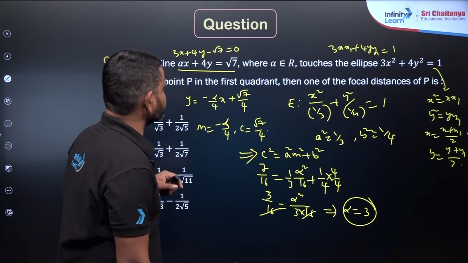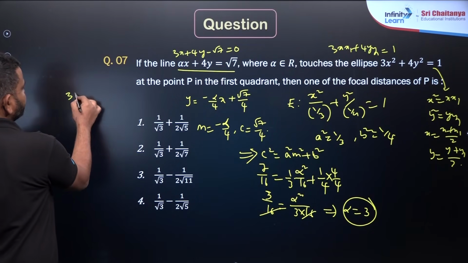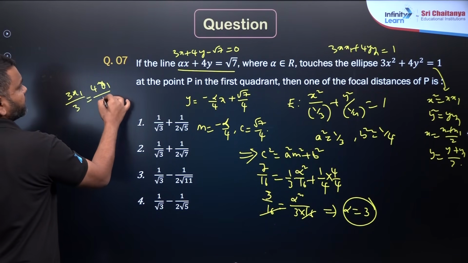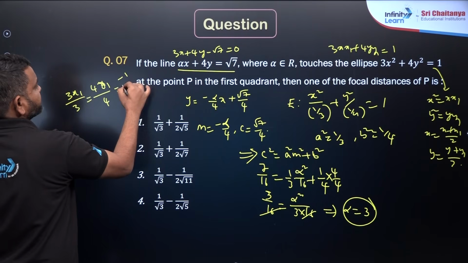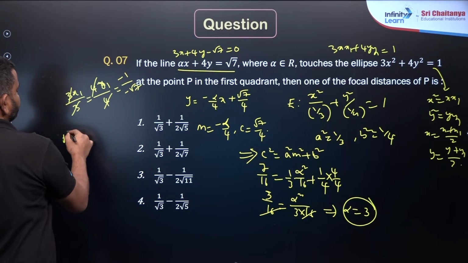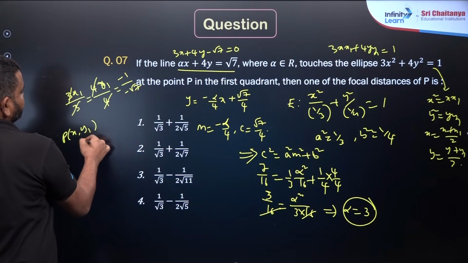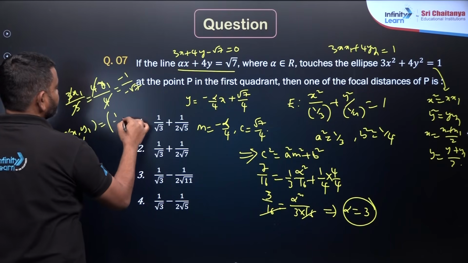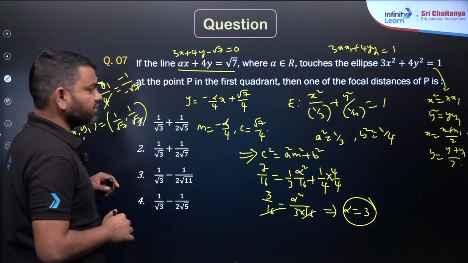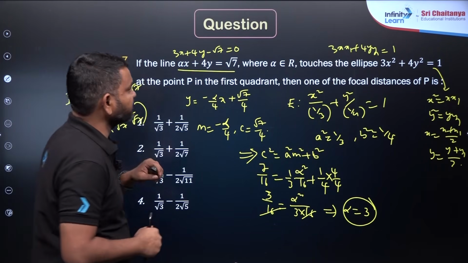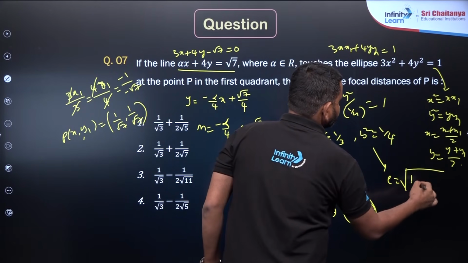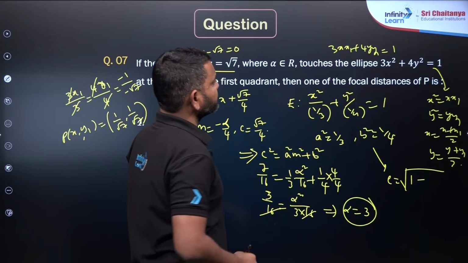Now if I compare these two equations, I am getting 3x1 by 3 equals 4y1 by 4, that is equal to minus 1 by minus root 7. So 3 is getting cancelled, 4 is getting cancelled. The point of contact x1 comma y1, we are getting it as 1 by root 7 and 1 by root 7. So I got the point of contact P, and the alpha value I have. Using this, if I am going to find the eccentricity, this is going to be 1 minus, did they mention anything?